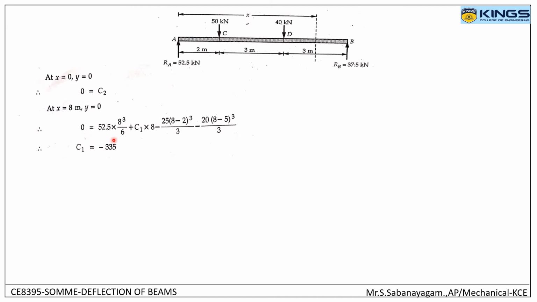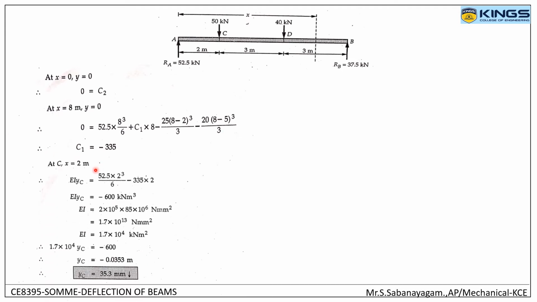So 0 is equal to 52.5, instead of x, 8 is substituted, so 8 cube by 6 plus c1 into 8 minus 25 into (8 minus 2) whole cube by 3 minus 20 into (8 minus 5) whole cube by 3. So c1 becomes minus 335, that is the value of constant one.